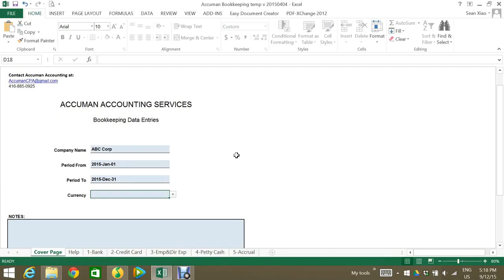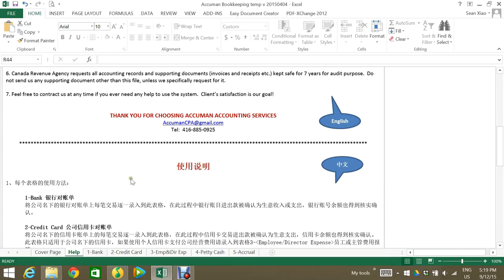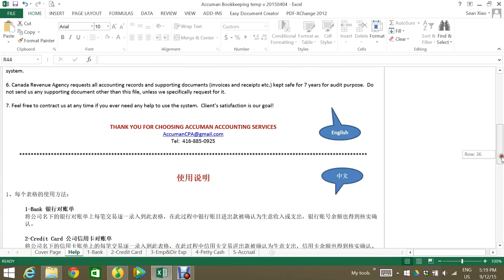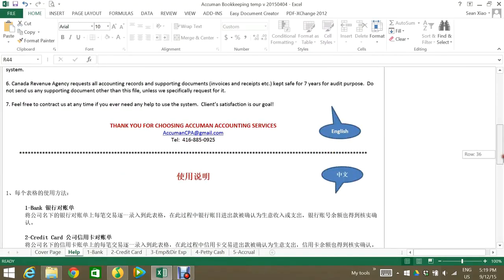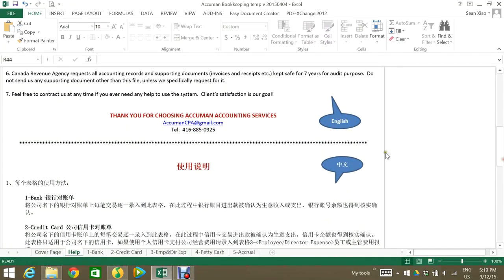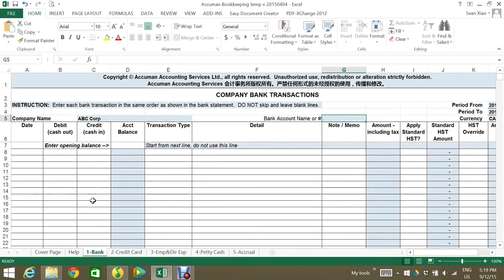And we can also provide some advice. And for the currency, we have choices of Canadian dollar or US dollar or even different ones. So for now, let's assume everything is in Canadian dollars. And next tab is the help. So we have help written in both English and Chinese. So take your time, read through everything. It will be helpful.